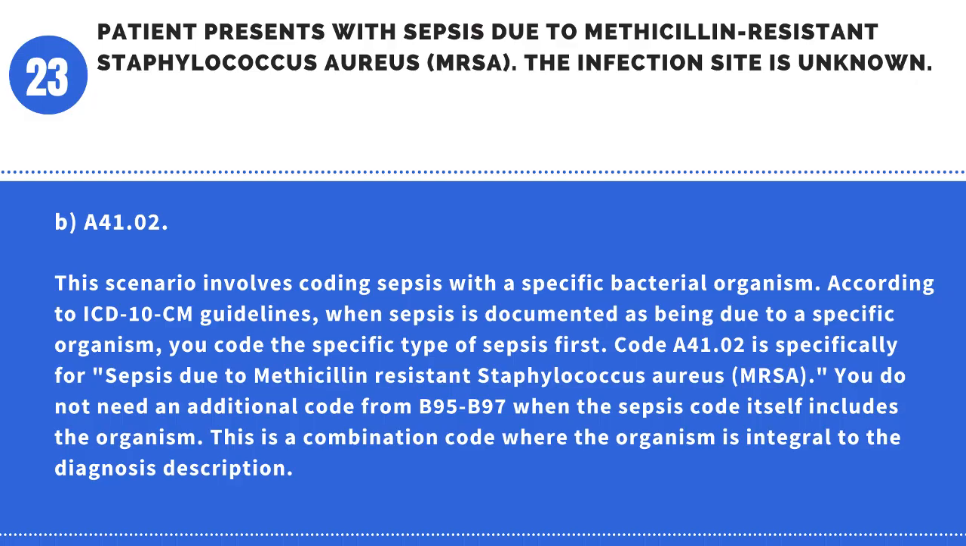According to ICD-10 CM guidelines, when sepsis is documented as being due to a specific organism, you code the specific type of sepsis first. Code A41.02 is specifically for sepsis due to methicillin-resistant Staphylococcus aureus, MRSA. You do not need an additional code from B95-B97 when the sepsis code itself includes the organism. This is a combination code where the organism is integral to the diagnosis description.